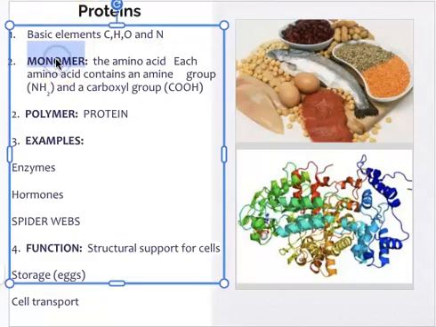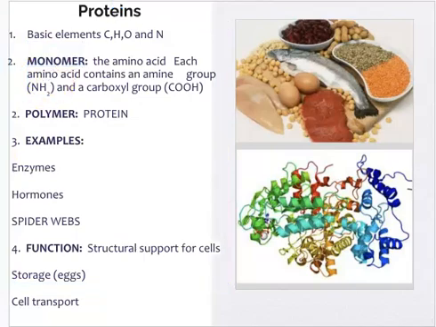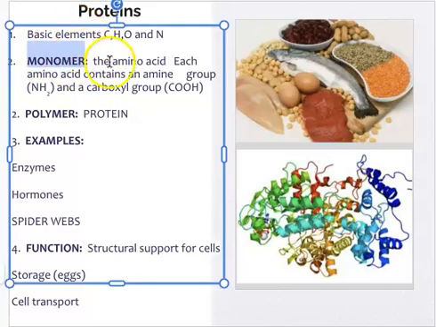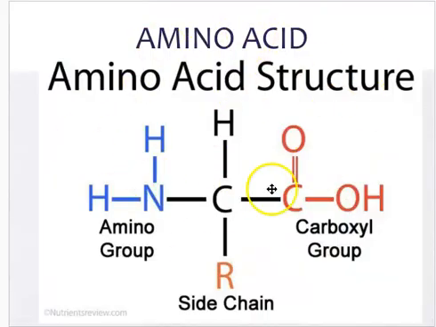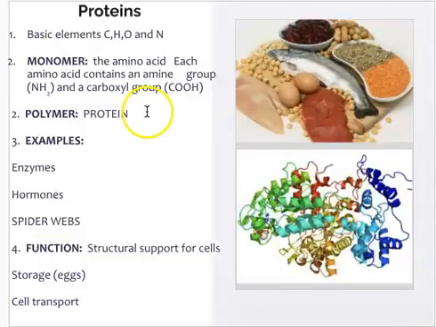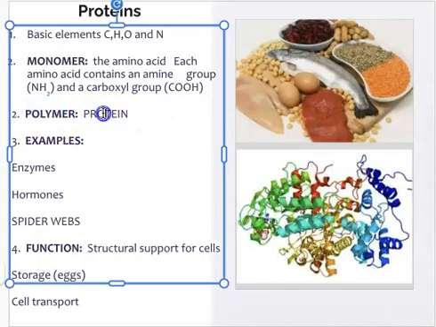Here's this word monomer again. You've seen that before. Carbohydrates have the monomer monosaccharide. Lipids, remember, don't technically have a monomer, but they have base units, which can act sort of as a monomer. And now we've got the monomer of proteins, which is the amino acid. Each amino acid contains an amino group and a carboxyl group, and we'll look at that structure in just a second. The polymer is the protein.